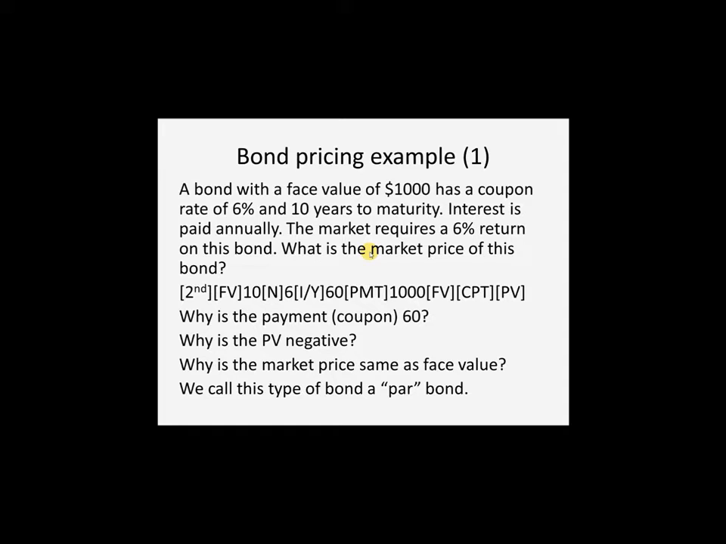Now the market requires a 6% return on this bond. If you see this kind of statement, what they're really saying here is that the yield to maturity on the bond is 6%. And the question is, what is the market price of this bond? Well, we know that the price of a bond is merely the present value of the future cash flows. That means the present value of the coupons and the face value. Turns out our calculator is actually pretty good at calculating this for us.